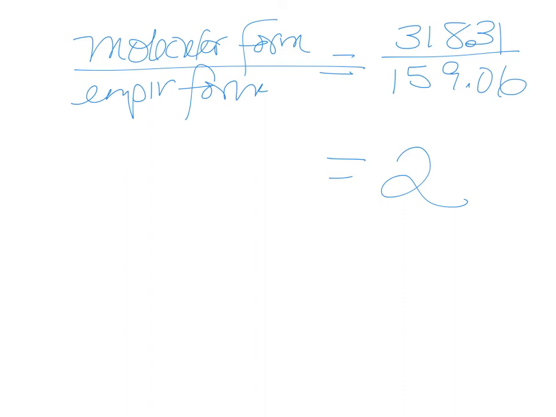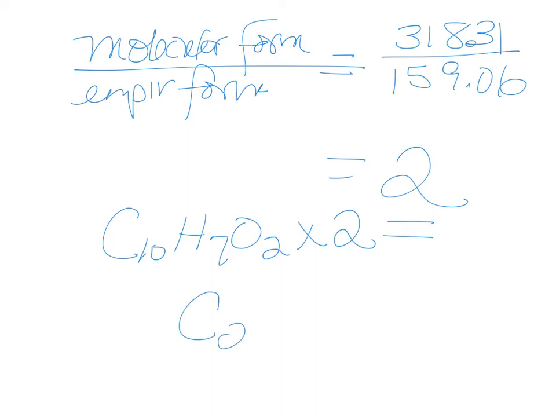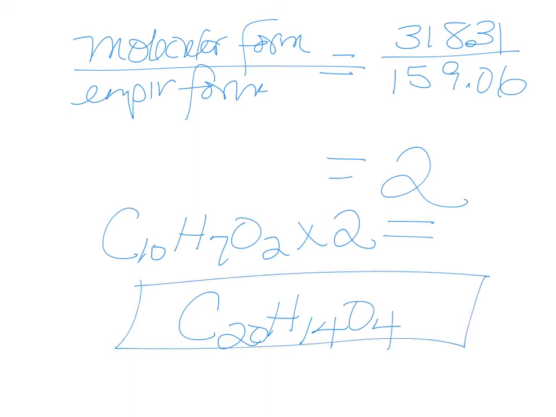That means the molecular formula is twice the mass of the empirical formula. So let's go back. The empirical formula was C10H7O2. If you multiply all those subscripts by 2, you get that the molecular formula is C20H14O4. Okay, that's the molecular formula. And that's it for this presentation.